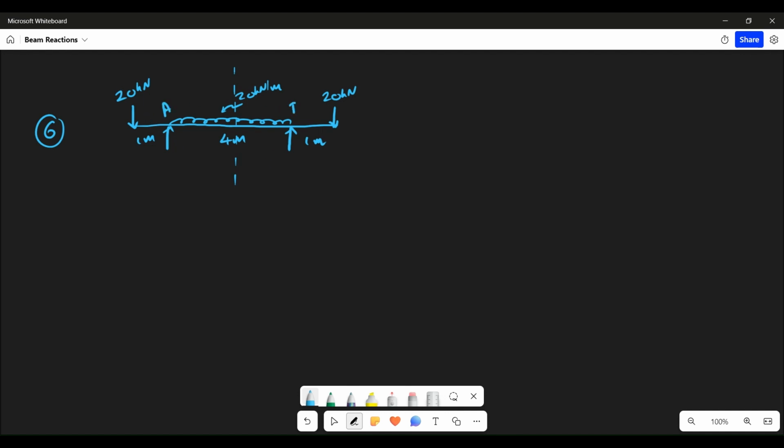Let's call this support A and support B. This is RA and this is RB. Now you don't need to do sigma V and sigma M and everything. If you find a simply supported beam, you simply calculate total load, the total load acting on the beam. So what is total load here? It is 20 kilonewton one point load plus other is UDL, that is 20 into 4, and next one is 20 kilonewton, right? So you get it as 120 kilonewton.